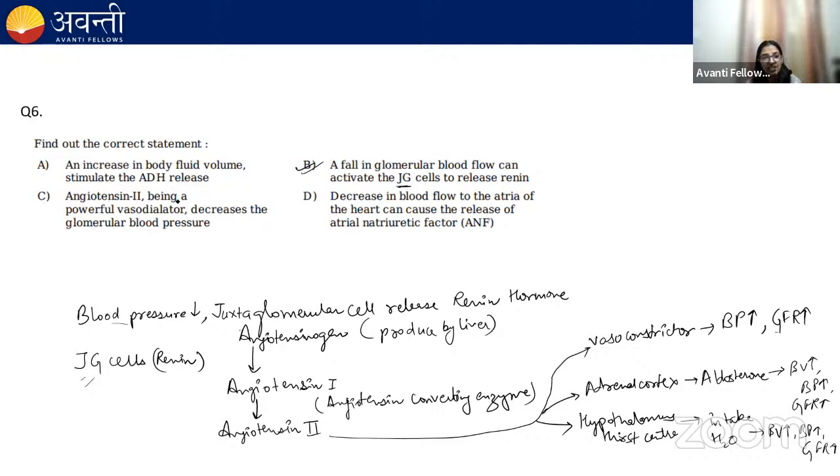C says angiotensin 2, being a powerful vasodilator, decreases the glomerular blood flow. Angiotensin 2 acts as a powerful vasoconstrictor, not a dilator. Okay, remember this. And does it decrease the glomerular blood flow? No, it increases the glomerular blood flow, because when it acts as a vasoconstrictor, it increases the blood pressure. When it increases the blood pressure, the glomerular blood flow and the glomerular filtration rate also increase. So this is incorrect.